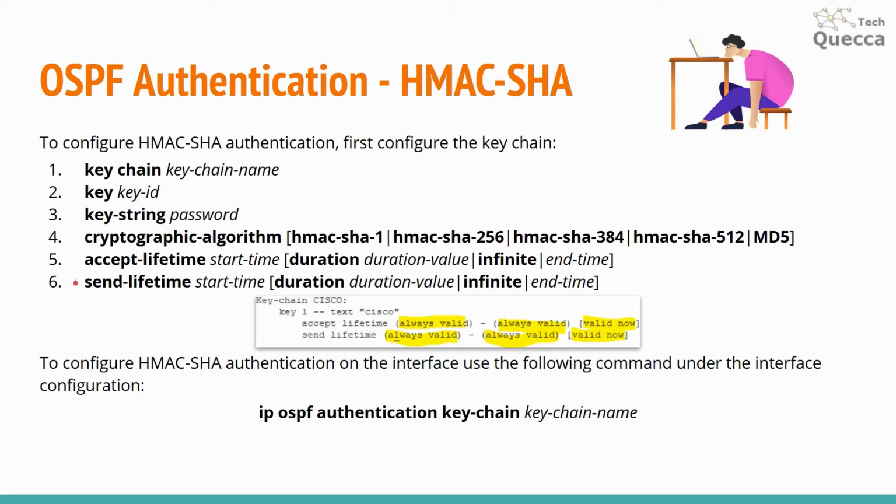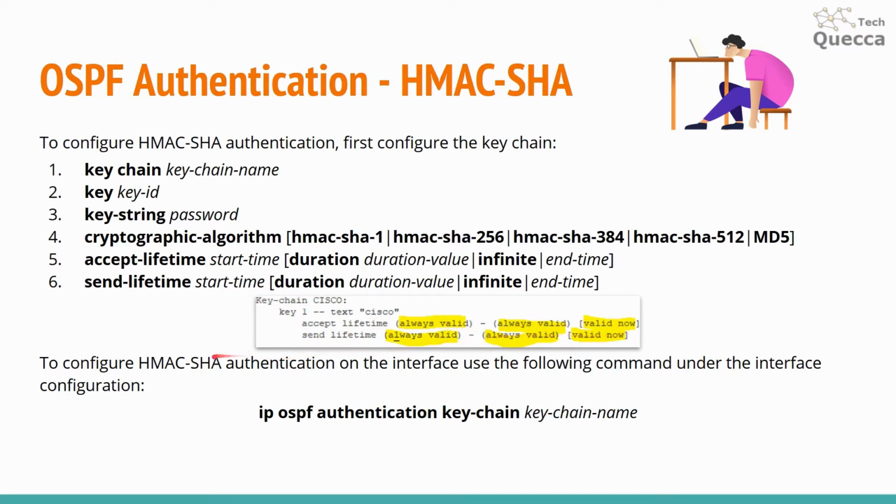Next two commands are optional. First one is access lifetime. Here you have value start time, and then you need to choose one of the following: duration value, infinite or end time. And the second one is send lifetime with value start time, and then you need to choose one from the following: duration value, infinite or end time. If you don't configure these two commands, then keychain is going to be configured with default values for your key, like always valid and valid now.